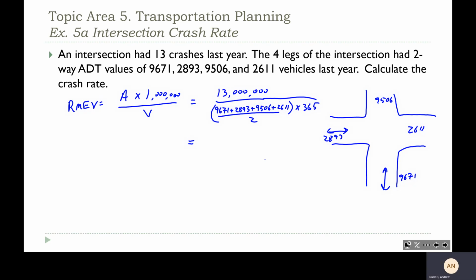That's 2.9. So this would be 2.9 crashes per million entering vehicles. So that seems reasonable. These values are usually 50 or less, and so a low crash rate is somewhere in this neighborhood. A kind of a high crash rate would be in the 20s or above.